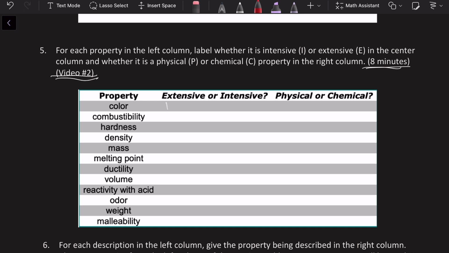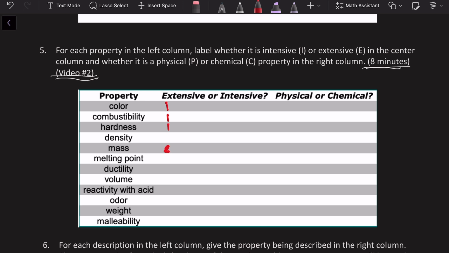Now for combustibility, this is also intensive. More of the object doesn't make it any more likely to combust, it just increases the danger. That's a different property, so therefore combustibility is also intensive. Hardness is also intensive. More diamonds doesn't increase the hardness of each diamond. Mass is extensive. This one's a little bit different. More bricks means a heavier overall mass.